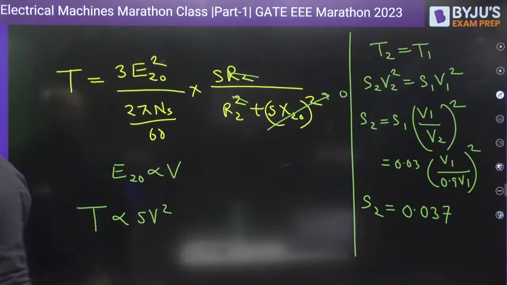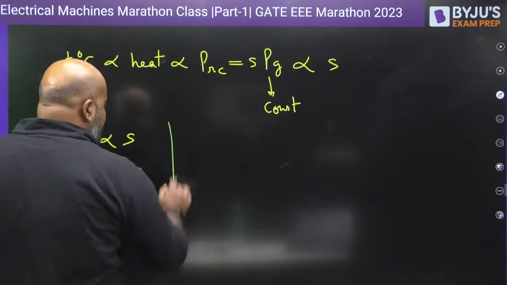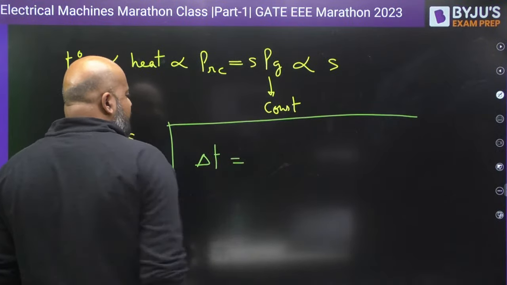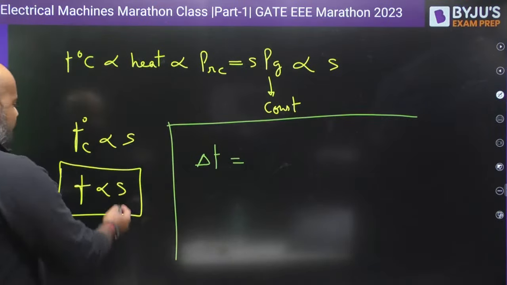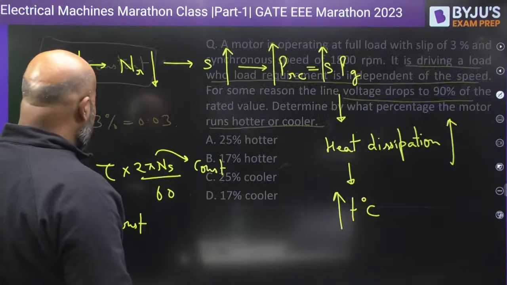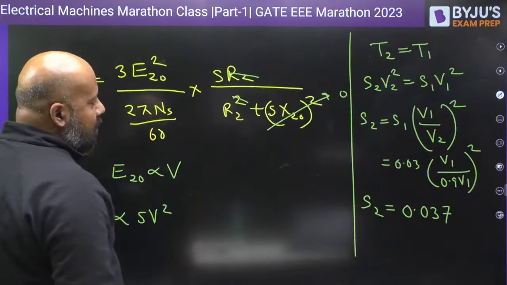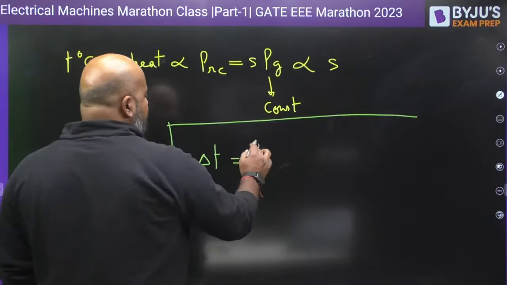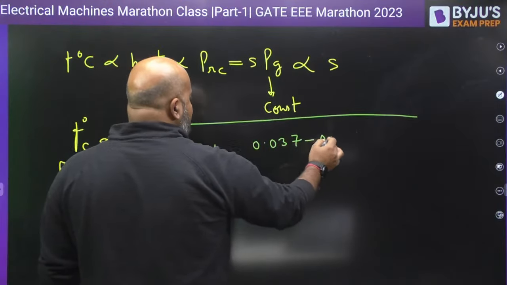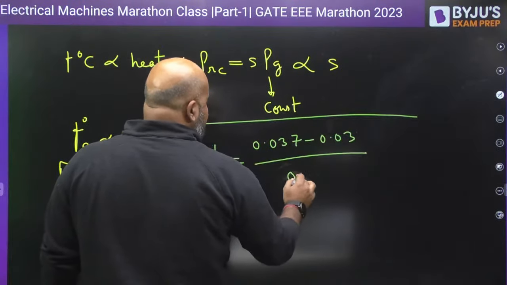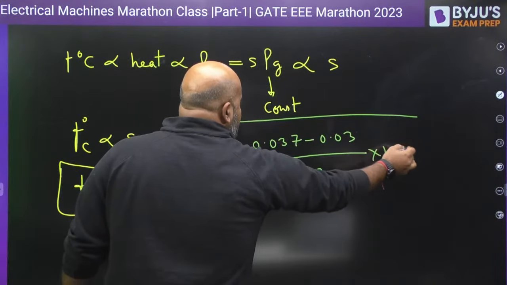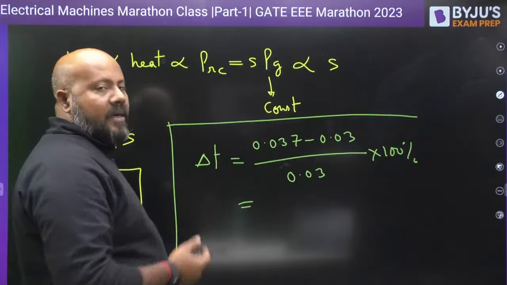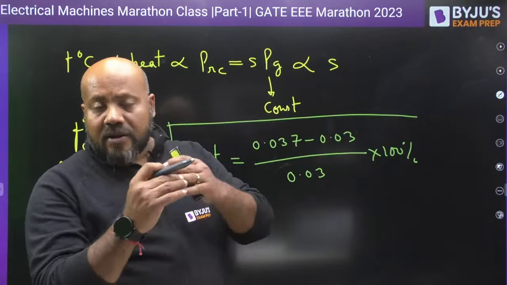The moment you get the slip for the second case, the problem is over. You have to find the change in the temperature. It is directly proportional to slip. Initially slip was 0.03, now it has become 0.037. So you can write it as 0.037 minus 0.03 divided by 0.03 multiplied by 100. This is the second case minus first case. Just solve it. You are getting a positive value. Positive value means there is an increase in the temperature.